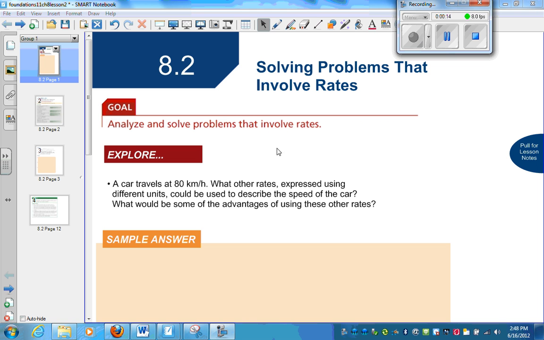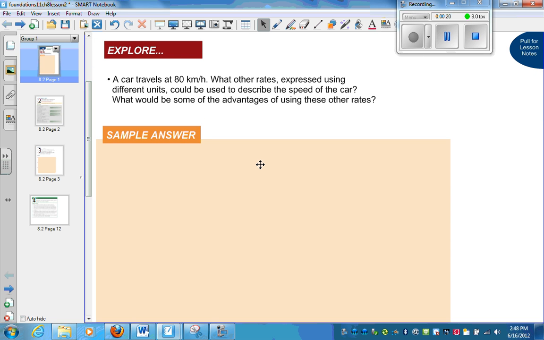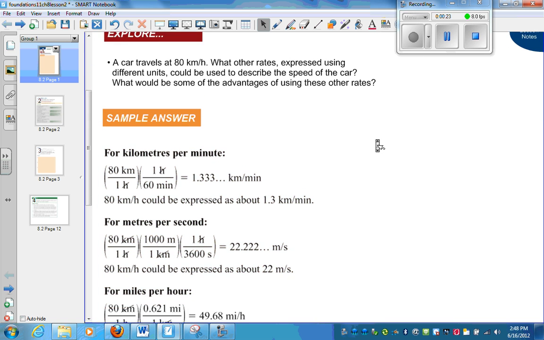So just exploring, a car travels 80 kilometers an hour. What other rates using different units could be used to describe the speed of the car? What would be some advantages?